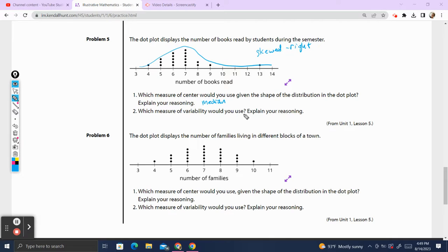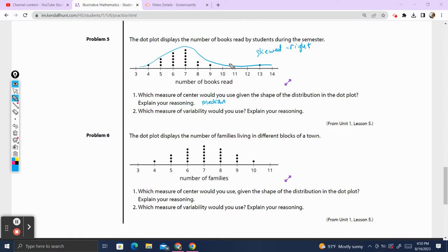Which measure of variability would you use? Well, the measure of variability we looked at was the MAD, the mean absolute deviation, which gave you the average distance from the mean. So in this case, I would like to look at the MAD to figure out the average distance that each value has away from the mean. In this way, we can see, is it really close to the mean, or are a lot of the data points spread all the way out?